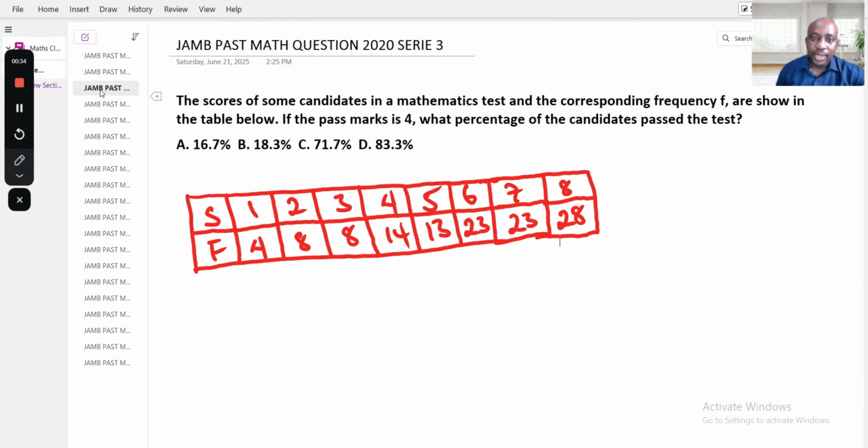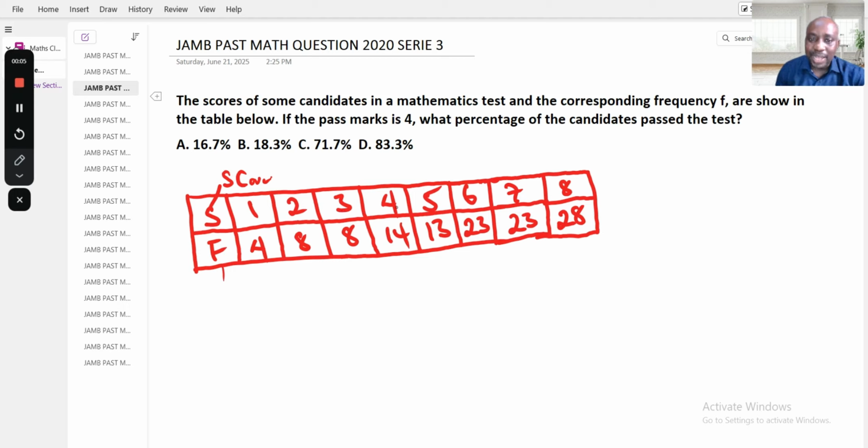The scores of some candidates in a mathematics test and the corresponding frequency f are shown in the table below. If the pass mark is 4, what percentage of the candidates passed the test? Now we are told that x represents the score, isn't it? And this frequency shows the number of students that scored the mark. The number of people that scored 1 is 4. Number of people that scored 2, 8. Number of people that scored 3, 8.